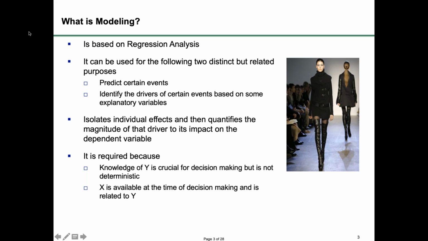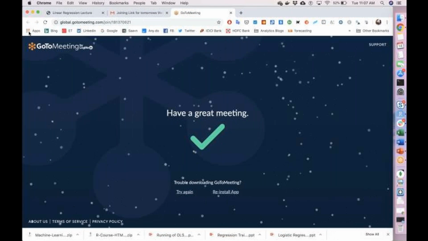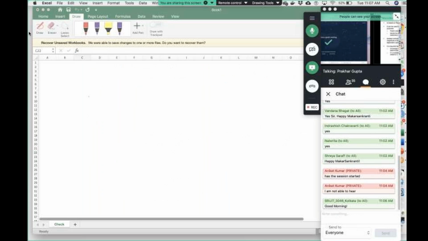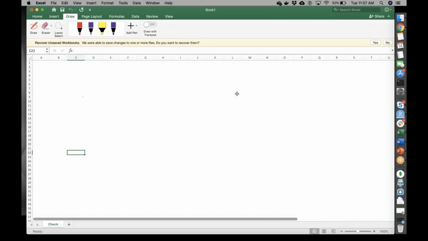So what happens in a regression? Let's try to understand that first. Let's say you have a variable y. I'm sure we all have gone through our higher secondary mathematics, and I'm sure you would have learned this equation: y equals a x plus b.